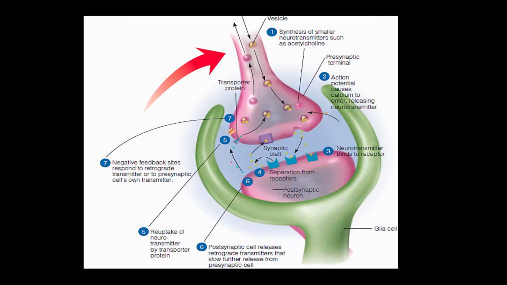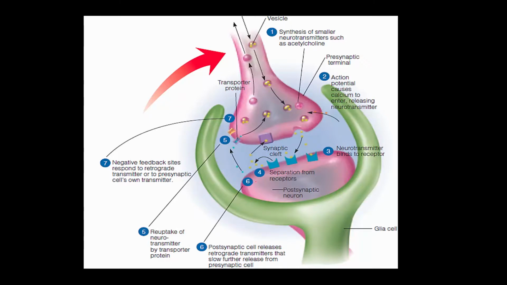Now, there are a couple of extra steps here that I didn't talk about that can also occur. Sometimes this postsynaptic cell, if it's getting stimulated a lot, may release a signal that's going to come back and slow down, or inhibit, this cell. When we inhibit the release of neurotransmitter, we're going to exert a so-called negative feedback.